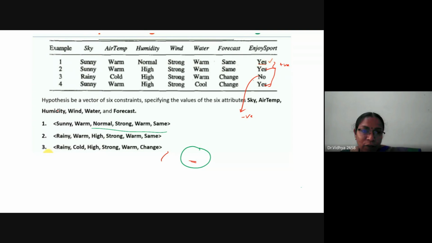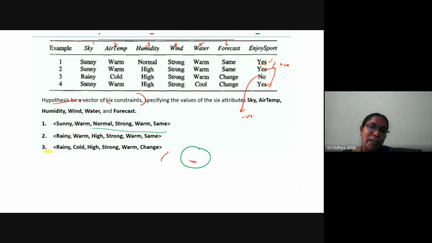Now we are about to write the hypothesis. A hypothesis is a vector of 6 constraints, so obviously it should consider all these 6 constraints. One is sky, second is air temperature, third is humidity, fourth is wind, fifth is water, and sixth is the forecast. Based on these 6 parameters, the hypothesis needs to be developed, specifying the values of those 6 attributes as given here. Let us take a sample hypothesis which is suitable for the given example to give the positive result.